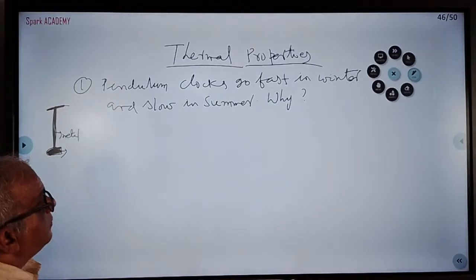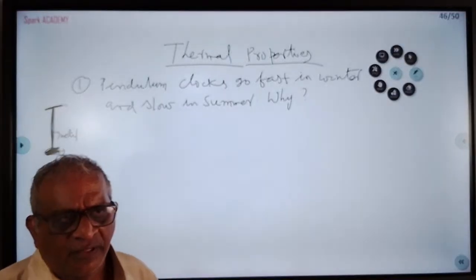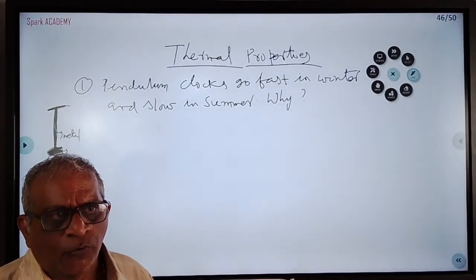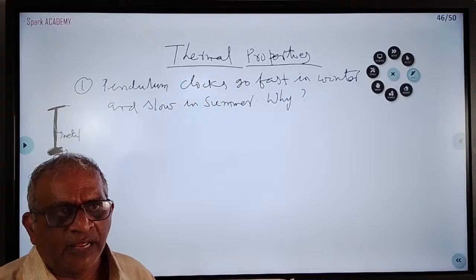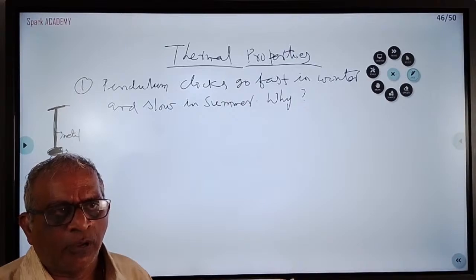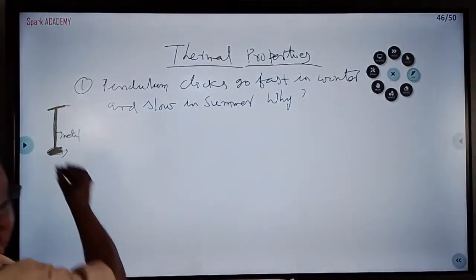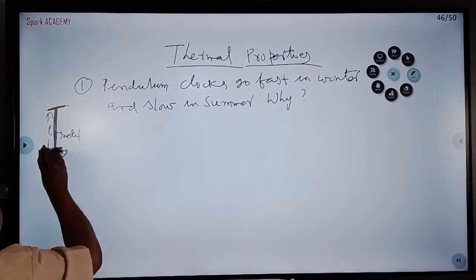Winter means what? Summer means what? Normal temperature, you take 25 degrees centigrade or 30 degrees centigrade. Summer means 42 degrees centigrade. That means suddenly there is an increase of 15 degrees centigrade in temperature. 25 is the initial temperature, finally it is 42. What will happen? Here, this is called length actually. At a given place I am doing this.